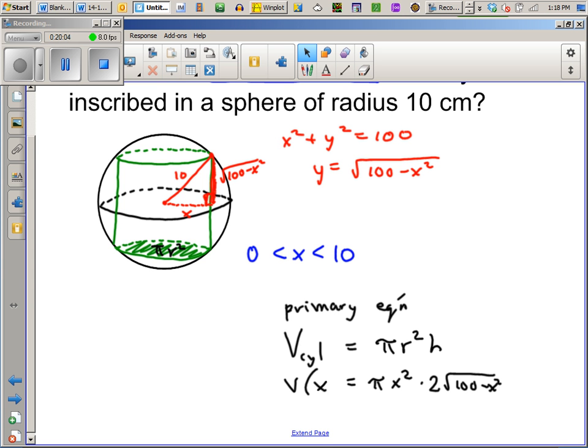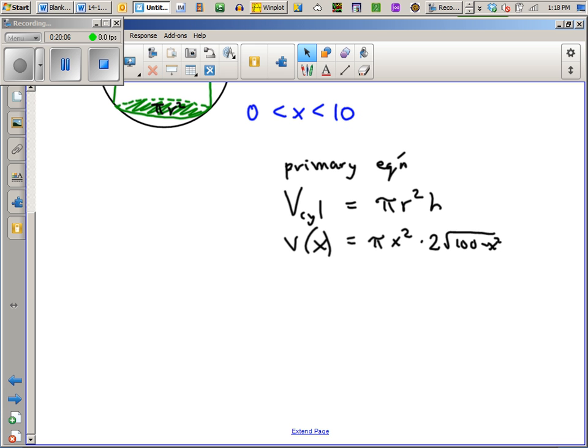So V of x. And let's write down that domain one more time. X is between 0 and 10. All right, let's go ahead and take our calculus into effect here. So it looks like it's going to be a product rule, right? There's a 2 pi right there. You can just kind of leave that out. Just leave the 2 pi chilling out front. But we need the product rule.